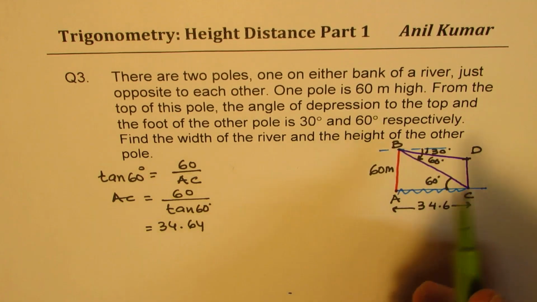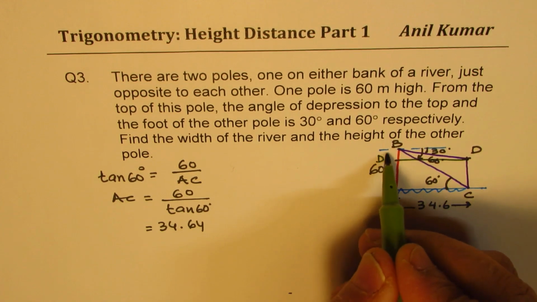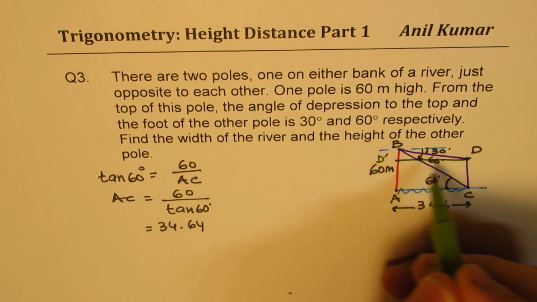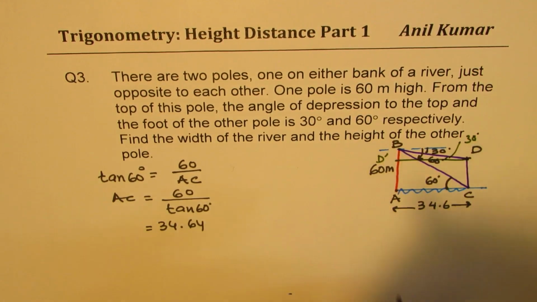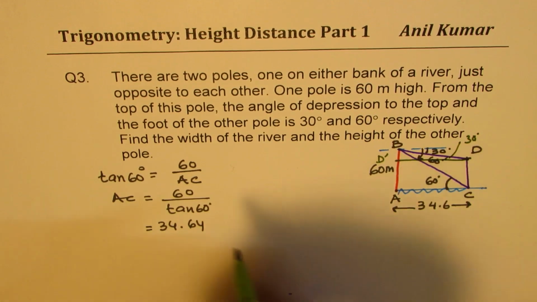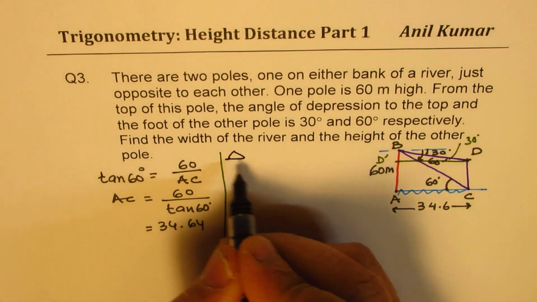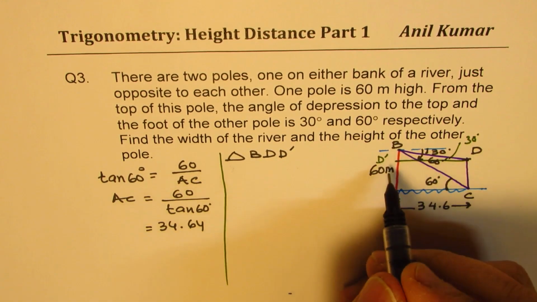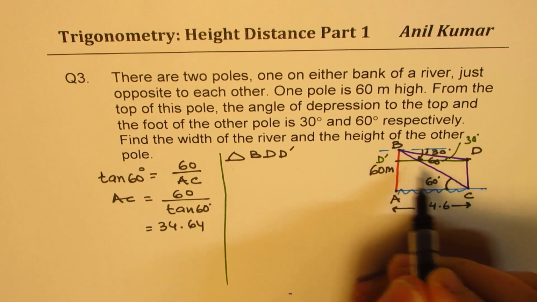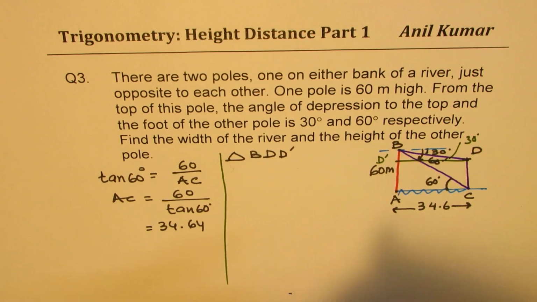So to get the height of the pole, let's construct this. So we draw a horizontal line, right? So this is D dash, same level. Now in this small triangle, that angle is 30 degrees, correct? That Z pattern. So let me label this as D dash. So now we are looking into a smaller triangle, which is the triangle BD dash. The top one. Now here we can find BD dash using 30 degrees, and we know the width is 34.64.